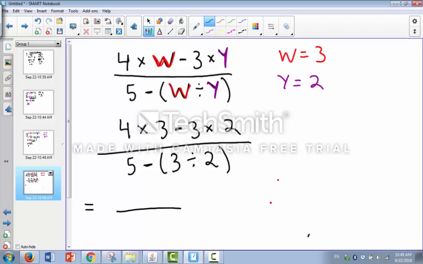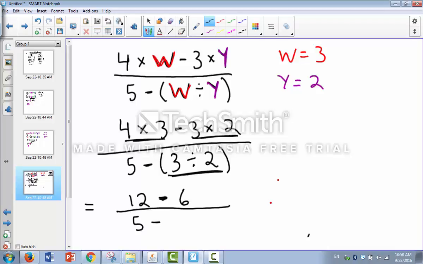Looking at the numerator first, multiply left to right. So we get 12, and then the next is 6. And then on the bottom, we're doing the brackets first. Also, division would come first anyways. Uh-oh, I made up this question. So now we're going to get some decimals. That's okay. 3 divided by 2 is 1.5.